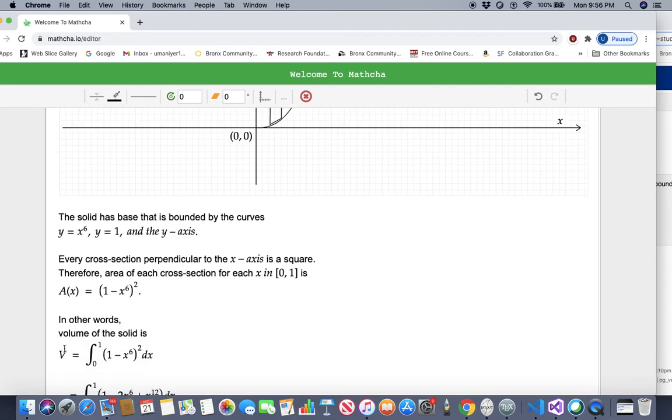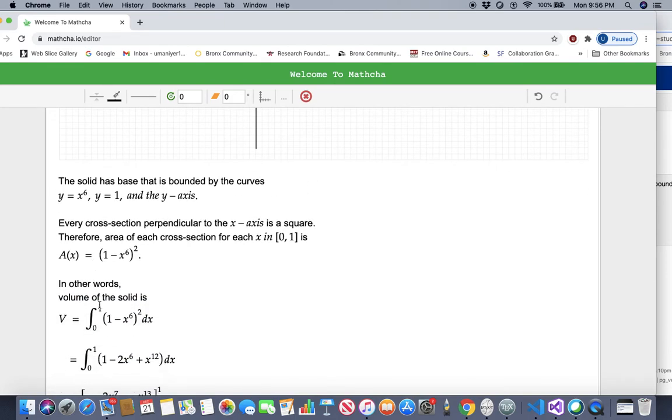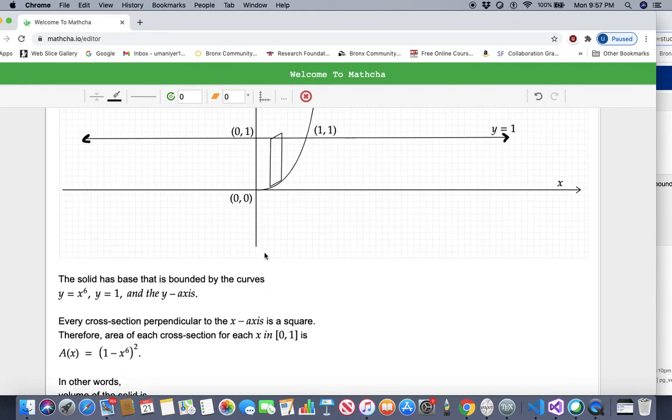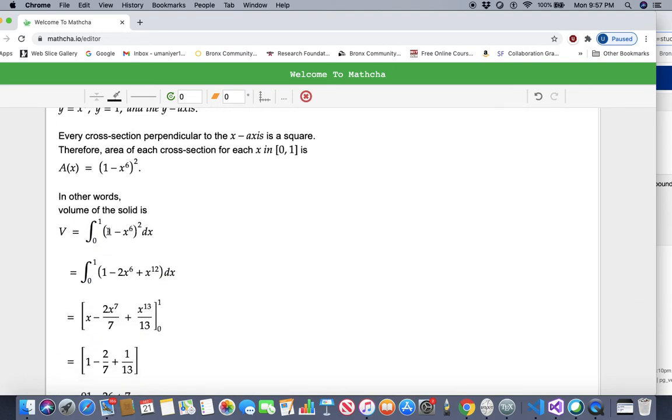All right. So what is our volume? We are going from left to right because all our cross sections are vertical. You are going from left to right, 0 until x coordinate 1. Cross-sectional area is (1 minus x to the power 6) squared. So notice there is no rotation, so we don't have circles. We simply have squares on each cross-section. So at this point, once you have set up the problem, the rest is simply calculation.